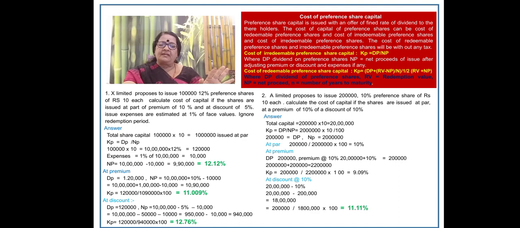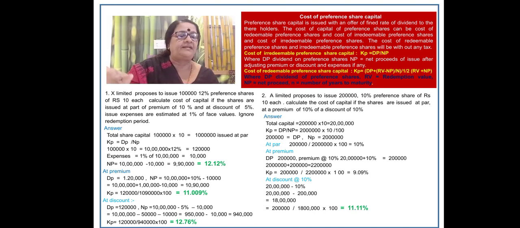DP is the same. DP, dividend payable, is not 12 lakh. The DP is 1 lakh 20,000. So 1 lakh 20,000 divided by 10 lakh 90,000 into 100. It's coming 11.009%. You can refer to the PowerPoint along with my discussion.